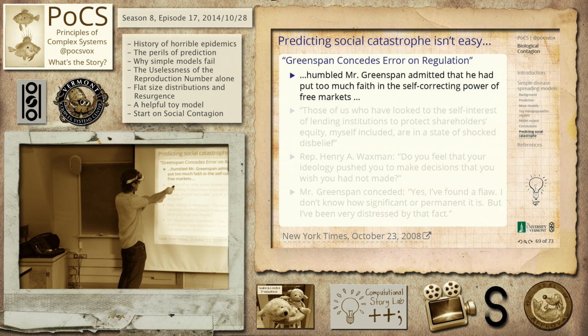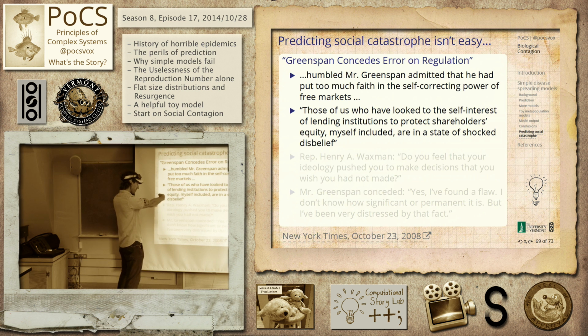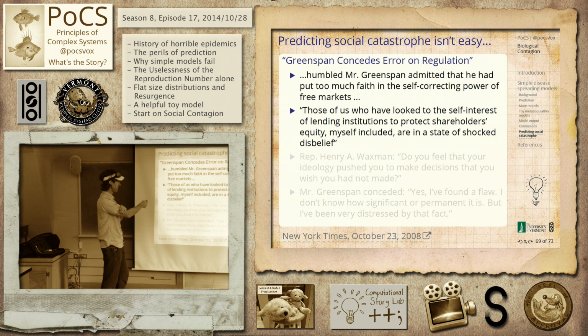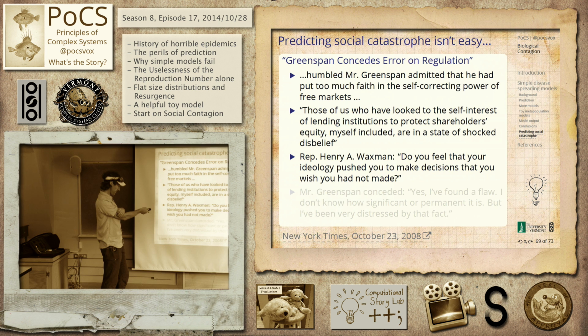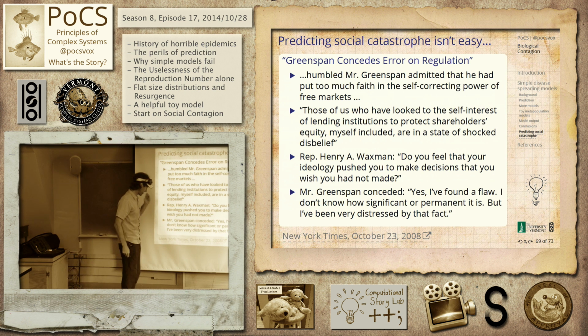So this is Greenspan saying that he put too much faith in the self-correcting power of free markets. Those of us who looked to the self-interest of lending institutions to protect shareholders' equity, myself included, are in a state of disbelief. Do you feel that your ideology pushed you to make decisions that you wish you had not made? And this is not a political thing I'm saying here. I'm just saying economists are terrible. I want to be clear. Economists are terrible. The dismal science.